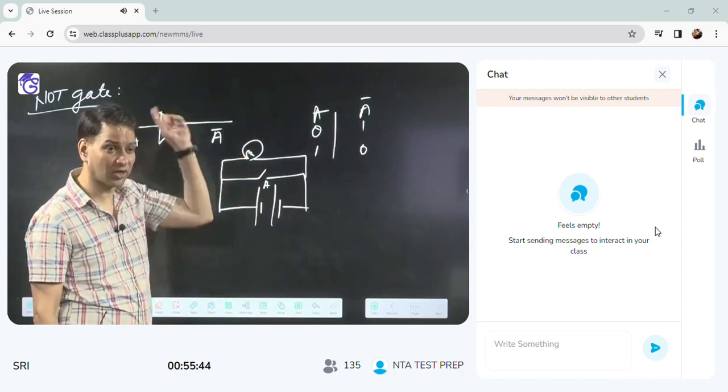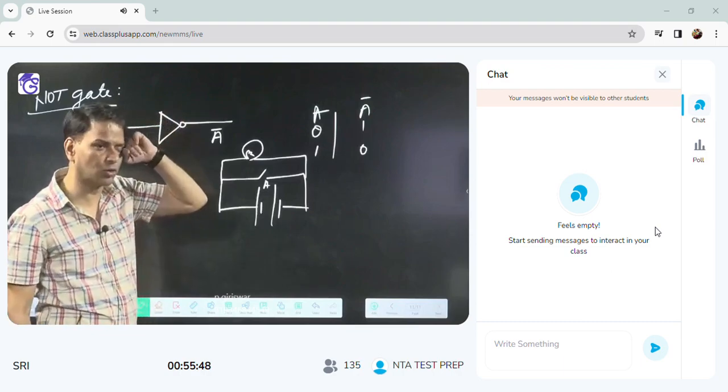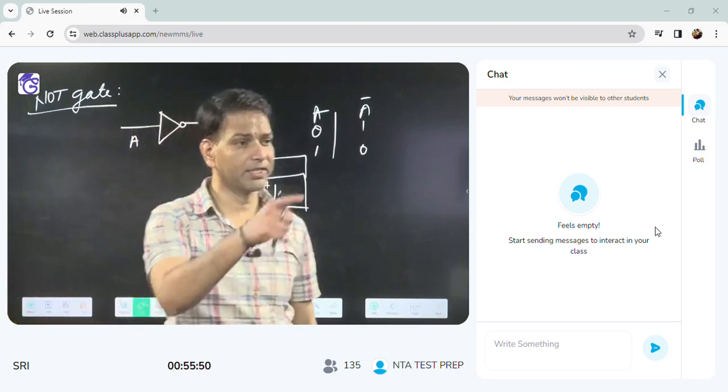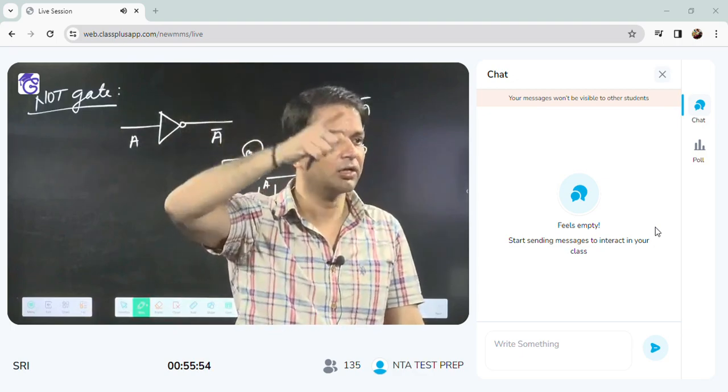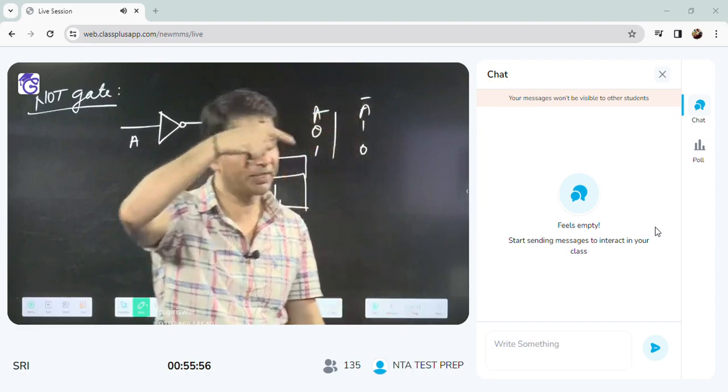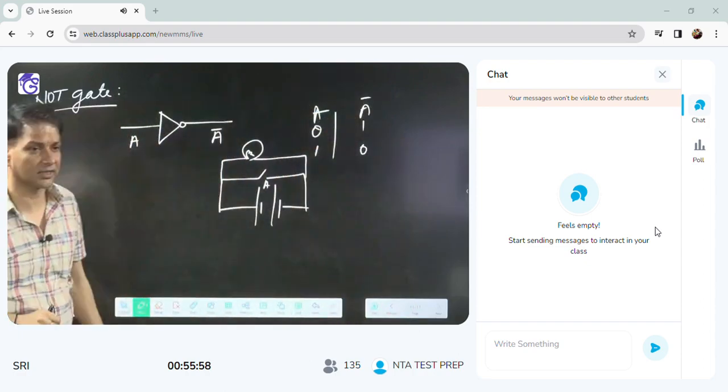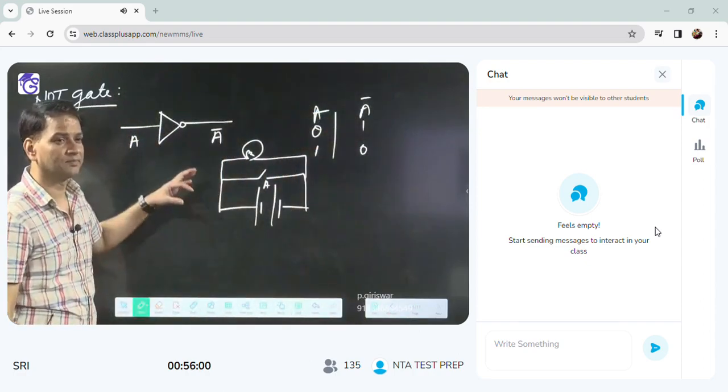Yes, already in the beginning of the notes you can see, Trisha. In the beginning I have said all these values: open means off means 0, close means on means 1. That is in the beginning of the first logic gate. When you read the notes you will get it.